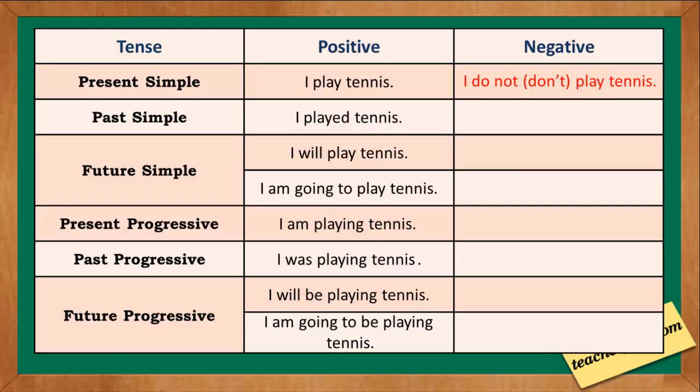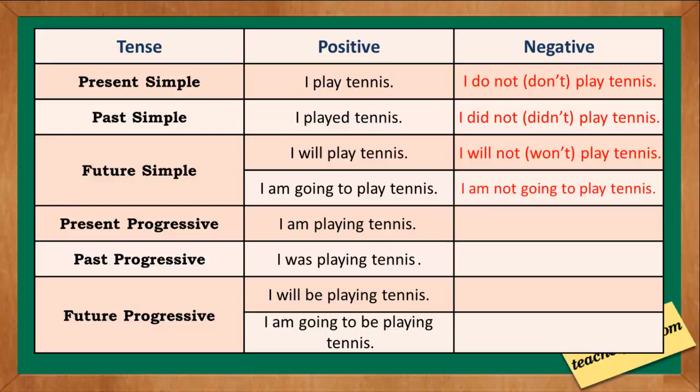Next is past simple. Example, I played tennis. For its negative, we have I did not or didn't play tennis. Future simple. I will play tennis. Its negative, I will not or won't play tennis. I am going to play tennis. Its negative is I am not going to play tennis.